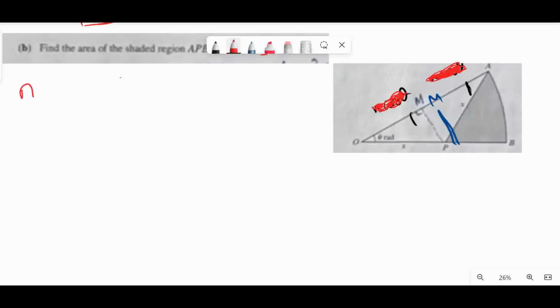We can write it over here: the area of sector OAB minus the area of the triangle OPA.